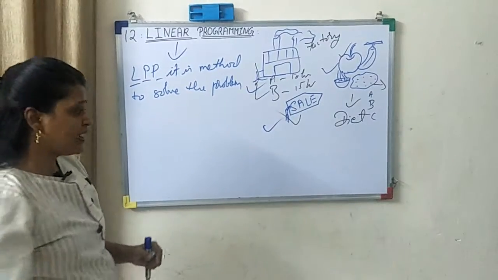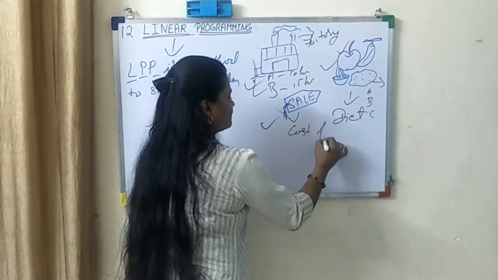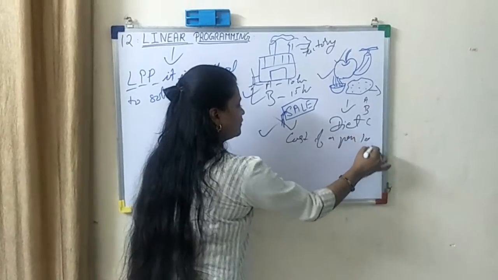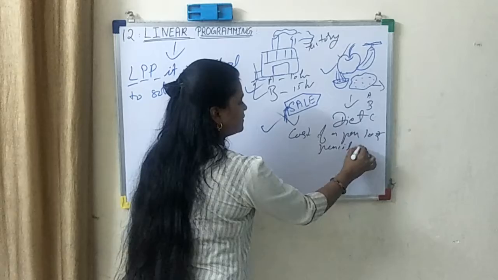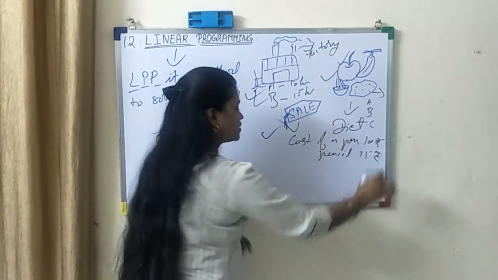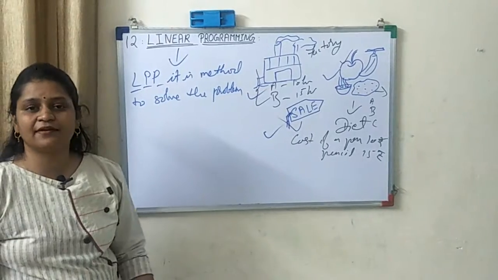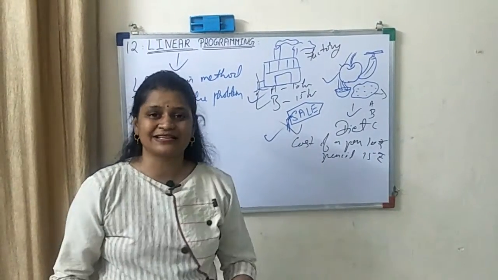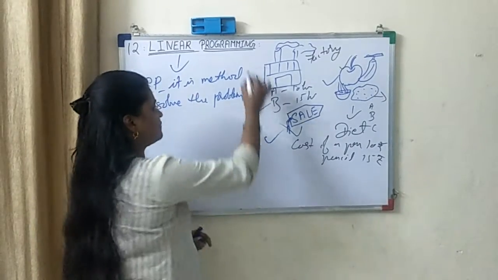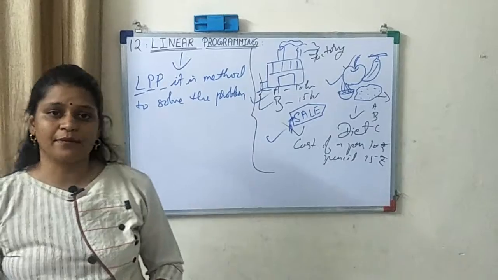The next problem is based on sales. What exactly is it? Suppose the cost of a pen is 10 rupees and the cost of a pencil is 15 rupees. How should that salesman or manufacturer sell so that he gains the maximum profit? This type of problem basically comes in linear programming problems.